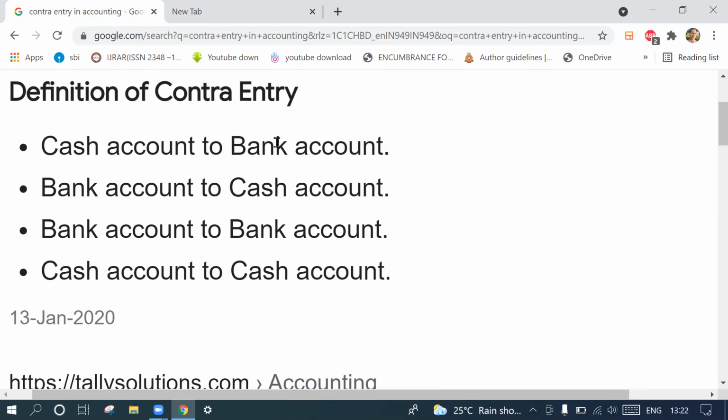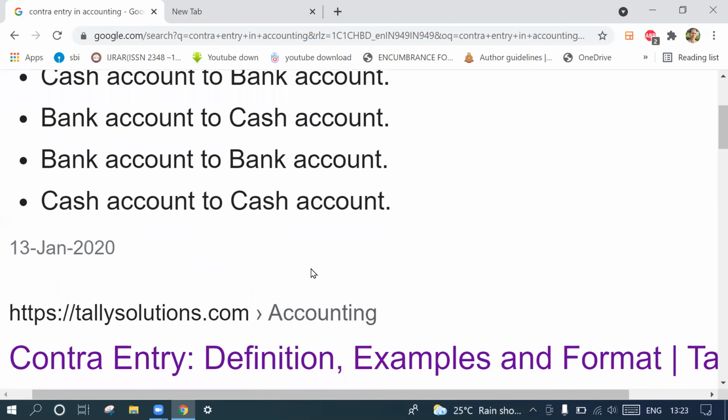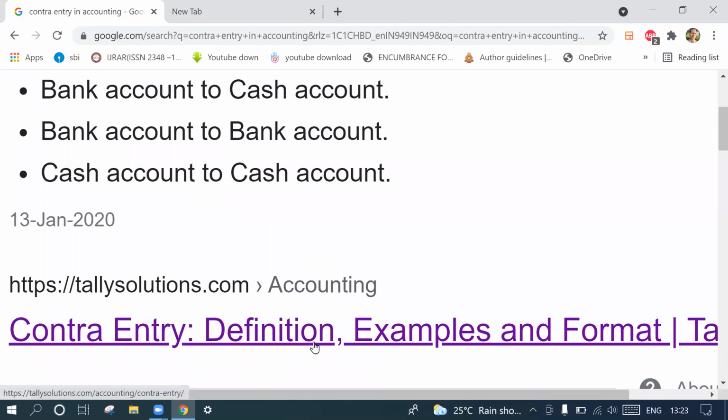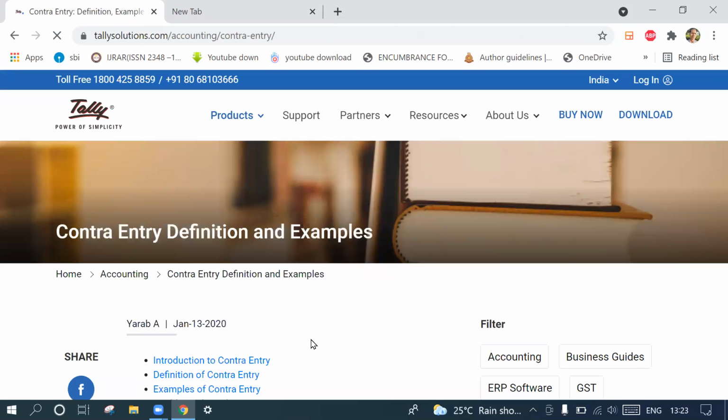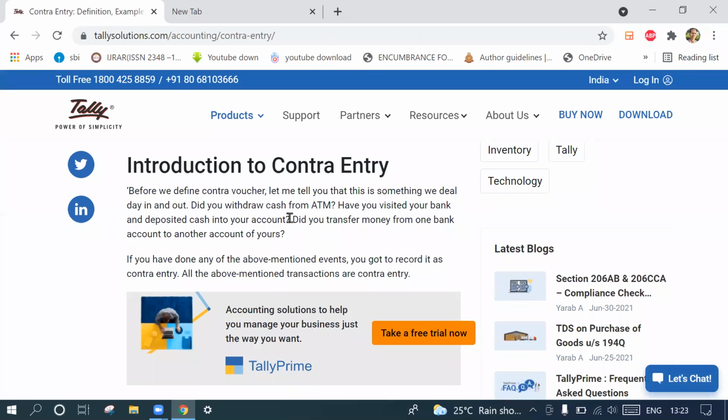Cash account to bank account, bank account to cash account, bank account to bank account, and cash account to cash account. Very easy to remember. In these 4 situations, we use the contra entry.